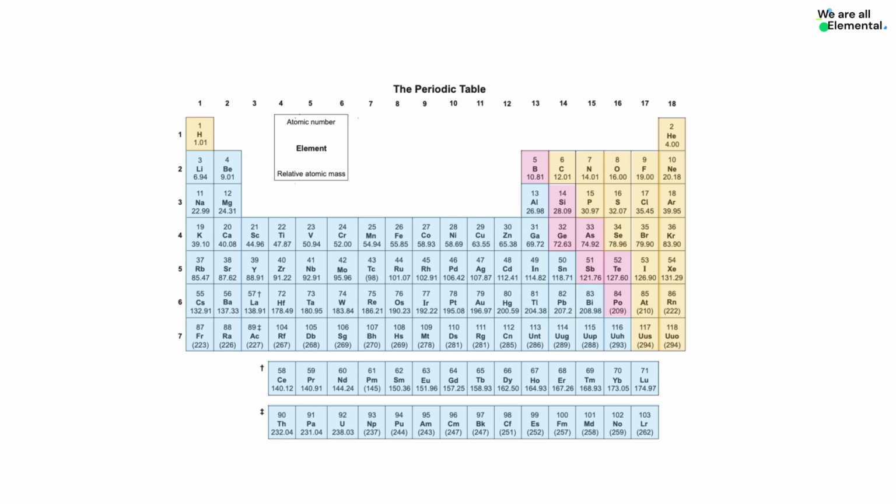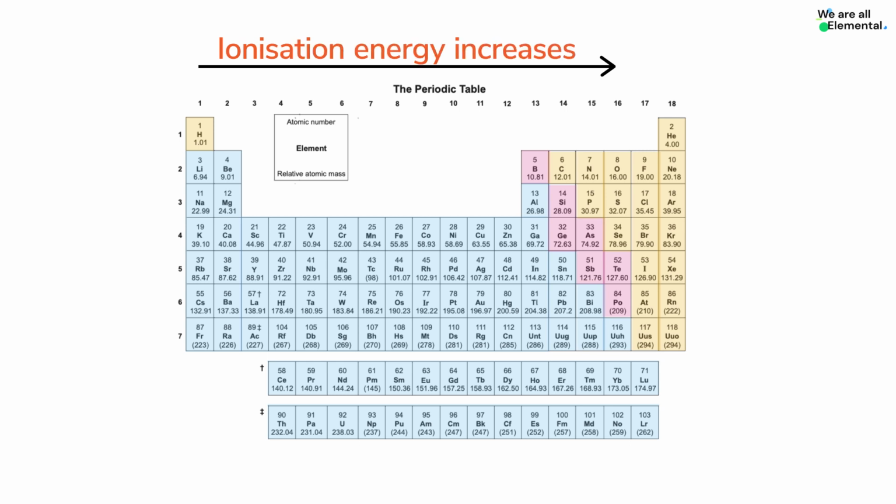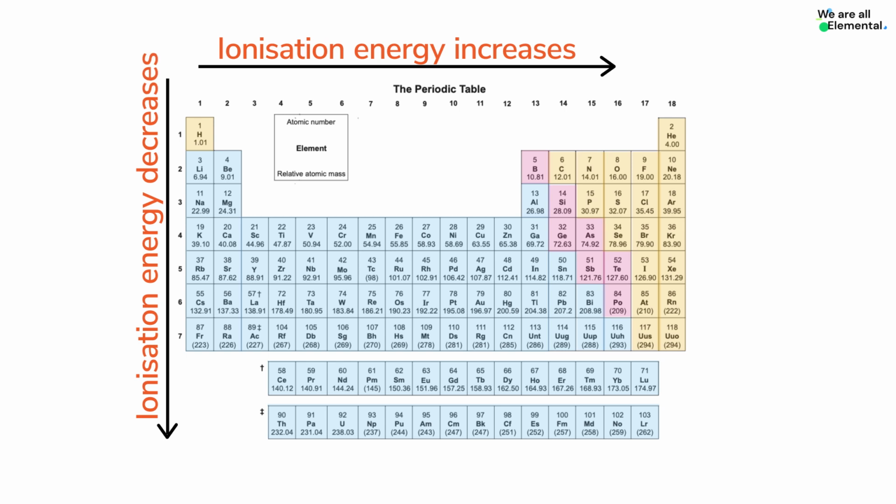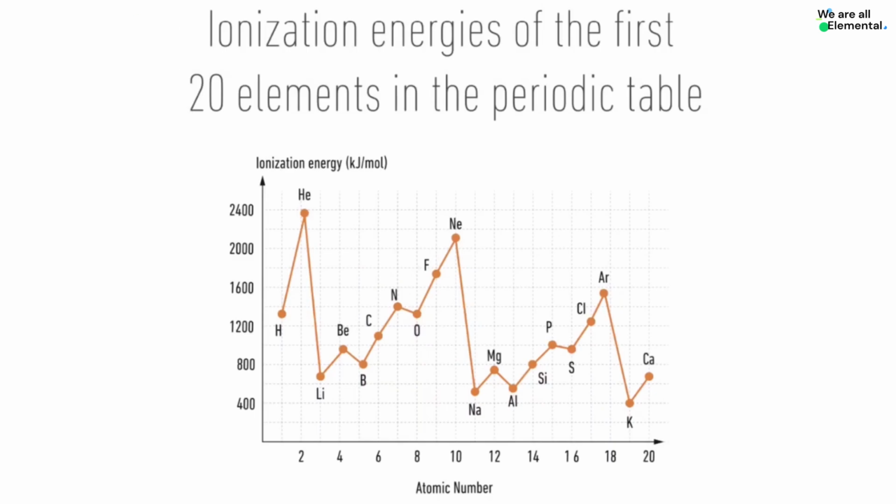Now, if you look at the trend in ionization energy in the periodic table, the ionization energy increases across the period from left to right as the atomic size decreases, and ionization energy decreases down a group as the atomic size increases. This graph shows the first ionization energy of the first 20 elements. The ionization energy increases from lithium to neon in period 2 and sodium to argon in period 3. But you'll also see that there are exceptions to the increasing trends.